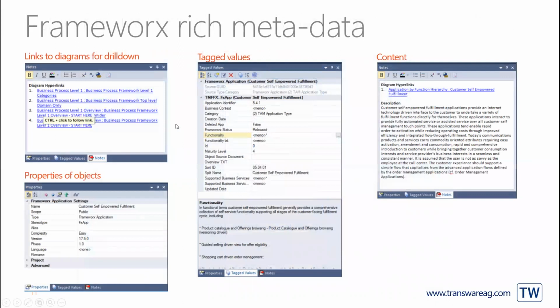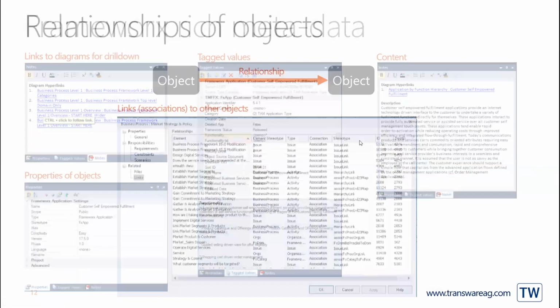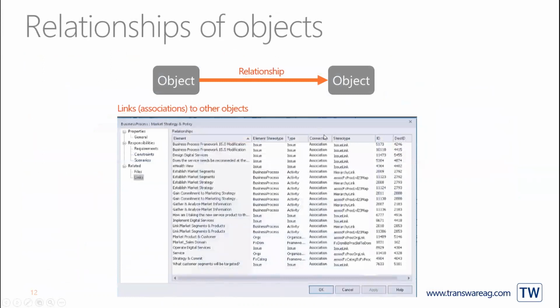In addition, it's not only the graphical content, the diagrams that are available, but also all the metadata. Metadata consists of the links between the objects and diagrams to allow you drill downs of the data properties, tagged values, and descriptions and documentation. In addition, relationships between all objects are available to allow you to navigate and explore how those objects are linked together.